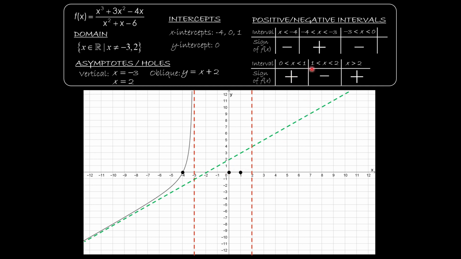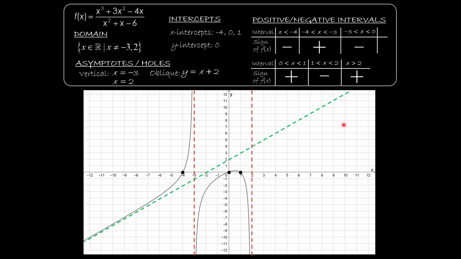But then from 1 to 2, our graph is going to be negative. Well, from 1 to 2, we have to stay negative and we have to follow this vertical asymptote. So we must be doing something like this. So negative from -3 until our intercept at 0, positive until 1, and then negative again until 2, gives us a curve that looks something like that.